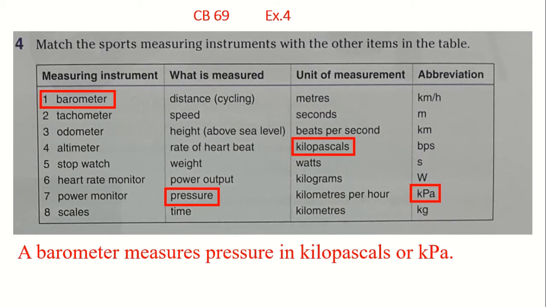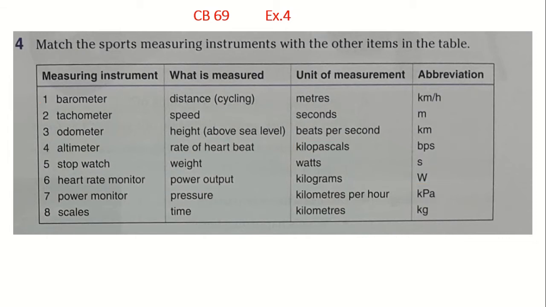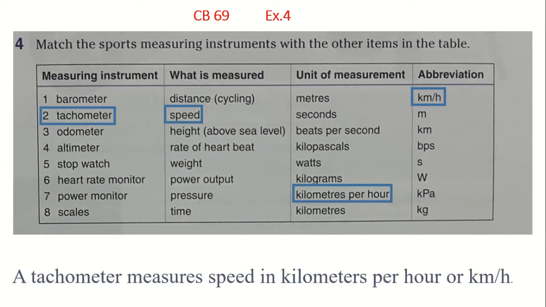Now, the second instrument is tachometer. What does it measure? It measures speed. And what's the unit of measurement? The unit of measurement is kilometers per hour. And the abbreviation is what? Good. Now, can you give me a full sentence? It should be easier this time around. Excellent. You can have a tachometer measures speed in kilometers per hour. Good.